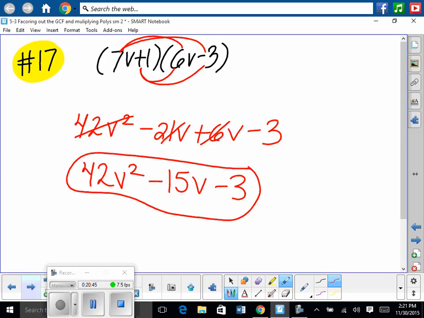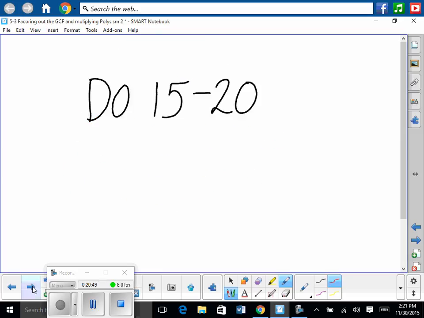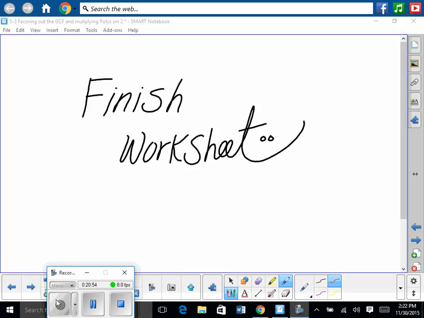Okay, so we all know how to find products. We've been doing this from day 1. So finish the worksheet. It's due at the end of the hour.